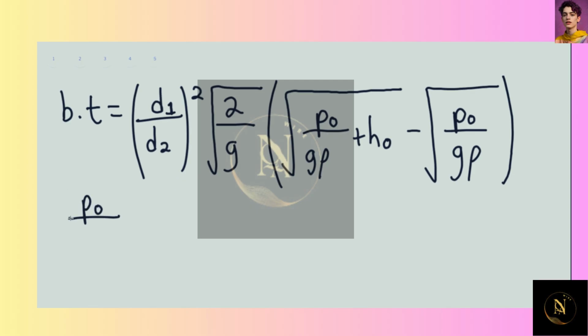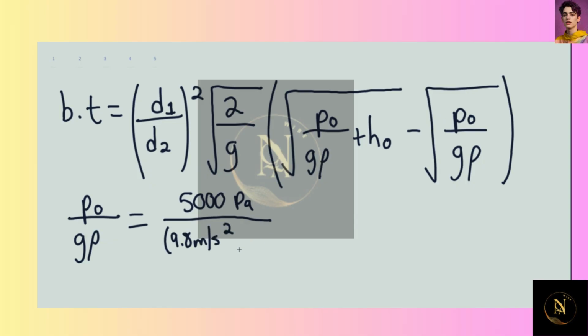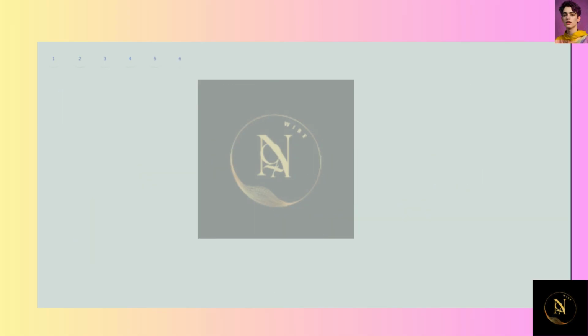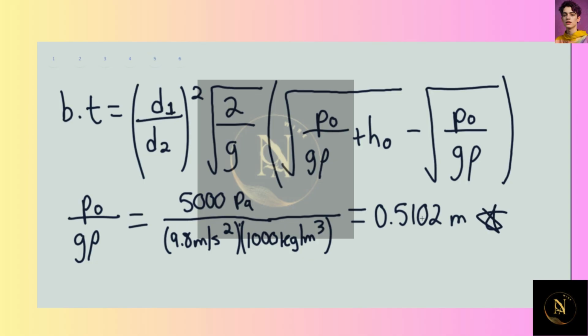We know that p initial over g times rho is simply going to be equal to 5,000 pascals divided by 9.8 meters per second squared, multiplied by 1,000 kilograms per cubic meter. This would be equaling 0.5102 meters. Let's get another workbook. So for part B, keep in mind this number because now we're just going to plug it in.